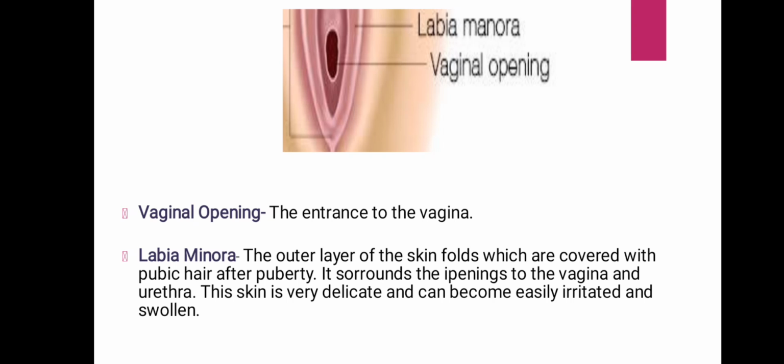Next is the labia minora, or the small lips, and can have a variety of sizes and shapes. This is the outer layer of the skin folds which are covered with pubic hair after puberty. It surrounds the openings to the vagina and urethra. This skin is very delicate and can become easily irritated and swollen.